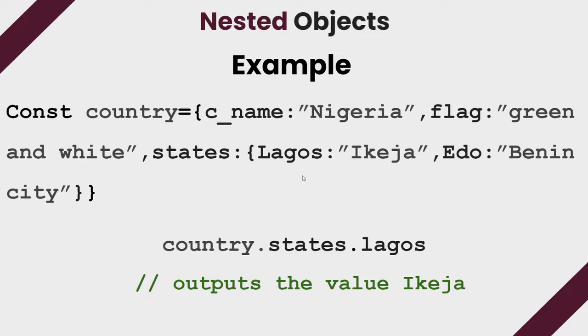But to actually reference the value of, let's say, Ikeja here, you would need to increase the sequence. So this would then become state dot Lagos. Now you would remember that this Lagos here is a key, and to reference the value name, we would need the key. So this would be country dot state dot Lagos. So we'll see how this actually works on VS Code.